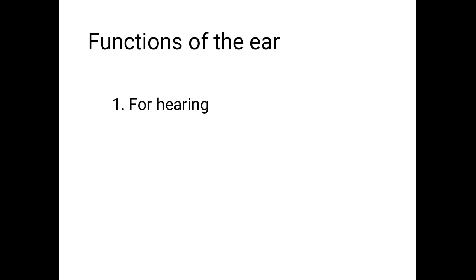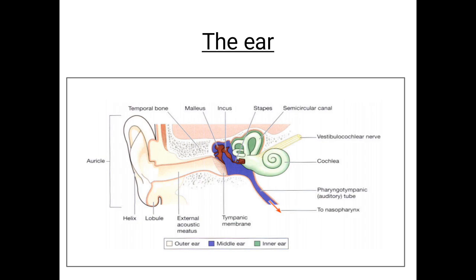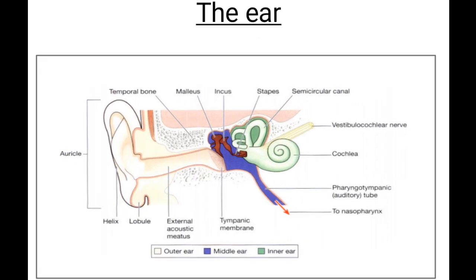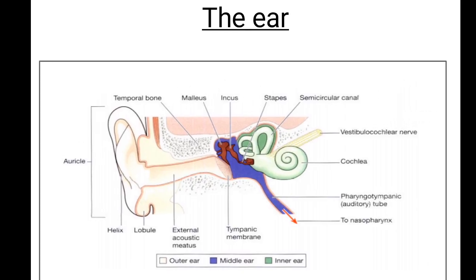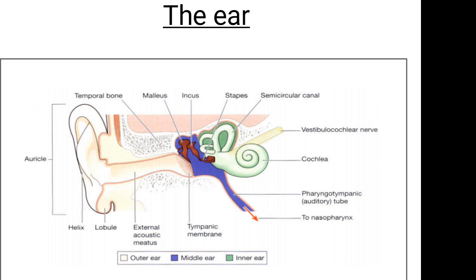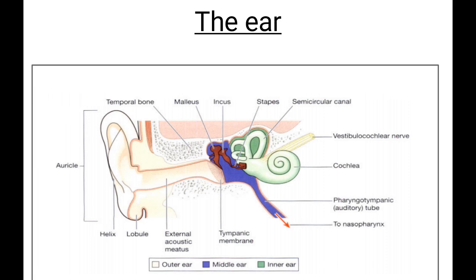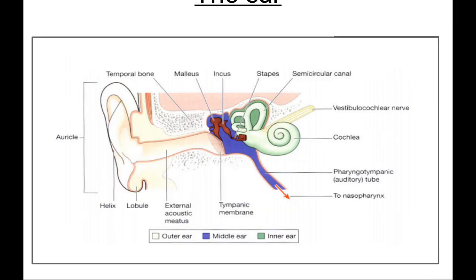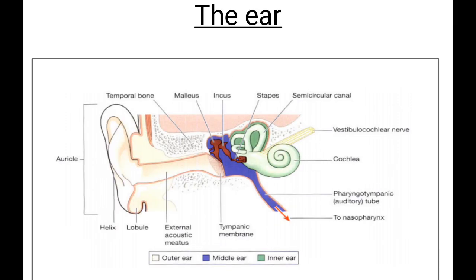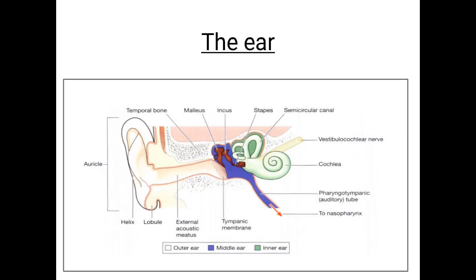So functions of the ear, basically the ear is just used for hearing and also balance. Okay, so this is our very good diagram of the ear. So when they tell you to draw a very good diagram of the ear, remember to draw something that looks so good like this.